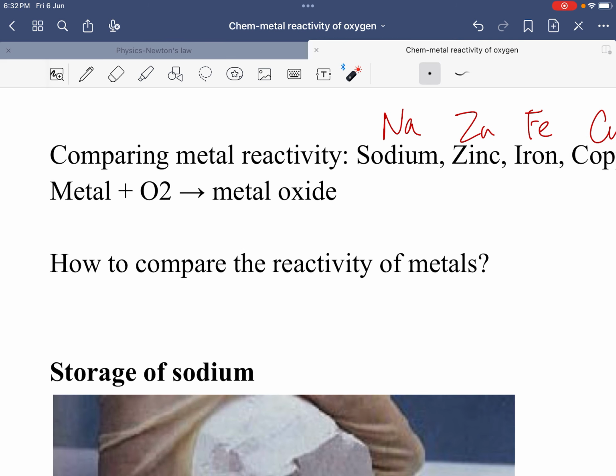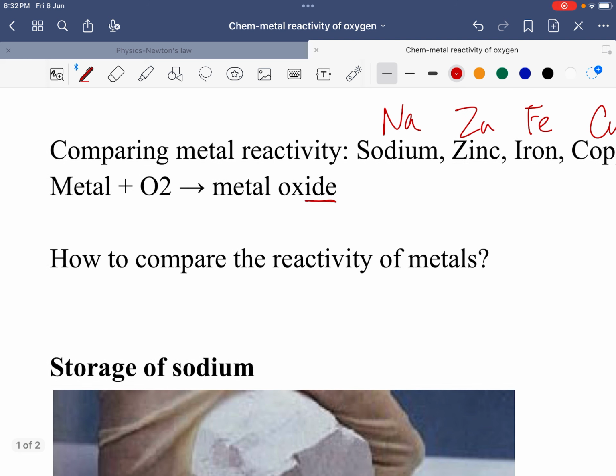Underneath here is the general equation when metal reacts with oxygen. It will produce metal oxides. So it is an ion here, which is these three letters that just represent a kind of ion. So what is the ion? Yeah, this is O2 minus. This is the oxide ion.